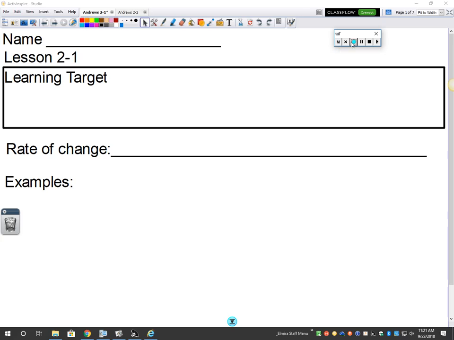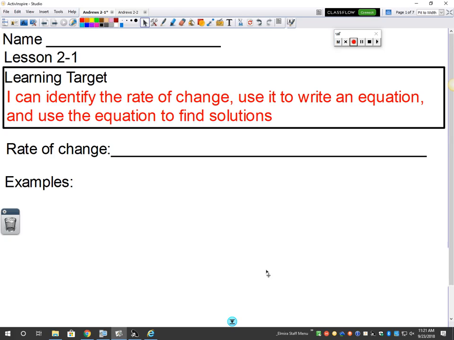Okay, so in 2-1, what I want you to learn is to identify the rate of change and use it to write an equation, and then use that equation to find solutions. Okay, well, what's a rate of change? Rate of change is the same thing as slope. We're talking linear equations here, so slope.